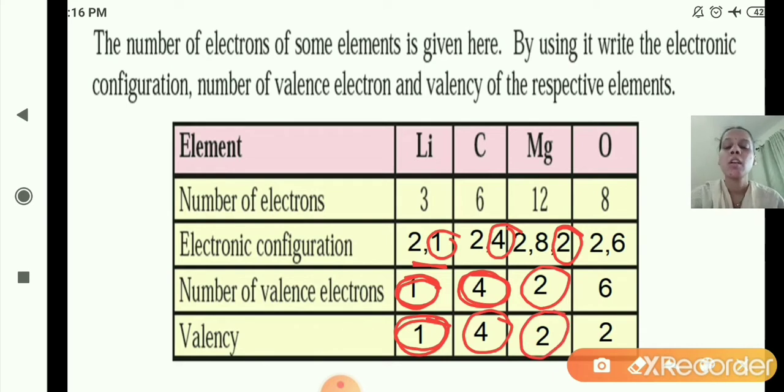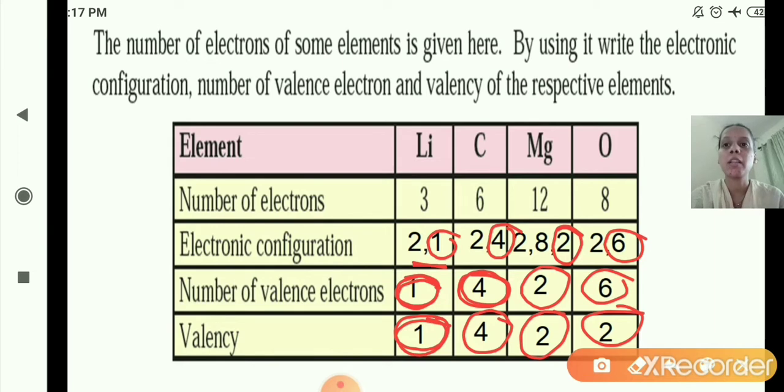Now the last one is oxygen. Total number of electrons 8. So the electronic configuration is 2, 6. 2 in the K shell and 6 in the L shell. So the number of valence electrons is equal to the number of electrons present in the outermost shell, that is 6. Now how will you find out valency? I had told in the previous session, if the number of valence electrons is greater than or equal to 4, then how will you find out valency? 8 minus valence electrons. So 8 minus 6 is equal to 2, right? So the valency of oxygen is 2.